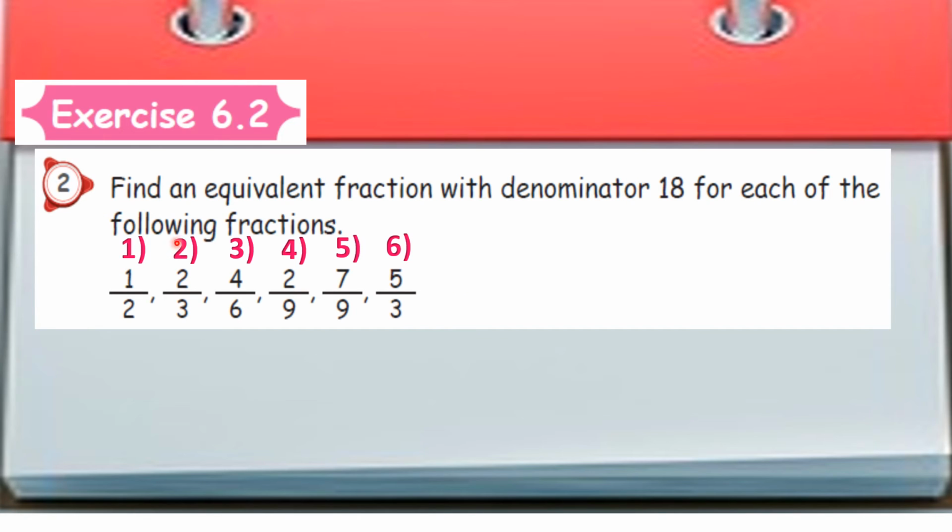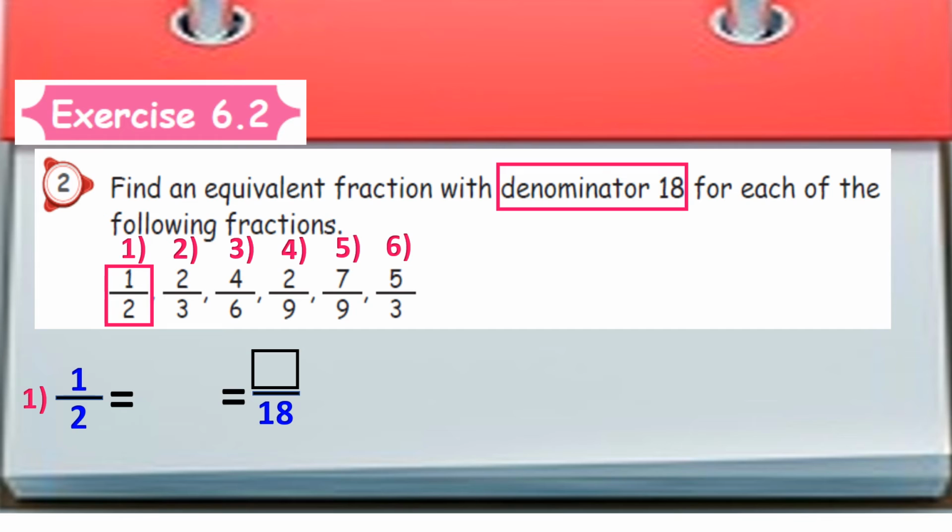Second sum. Find an equivalent fraction with denominator 18 for each of the following fractions. See, listen carefully. Find an equivalent fraction with the denominator 18. So here the hint is denominator 18. So last time we had the empty boxes given, isn't it? But here denominator 18 is the clue for us. So let us select the first sum, 1 by 2, and the denominator 18 is the clue for us. So fill like this. 1 by 2 is equal to empty box by 18.